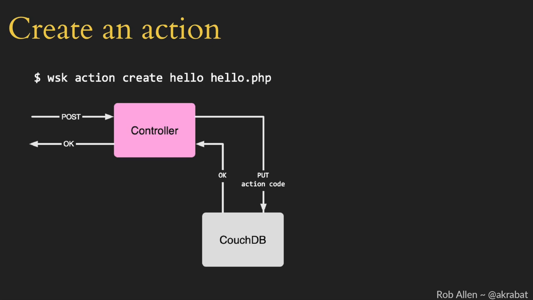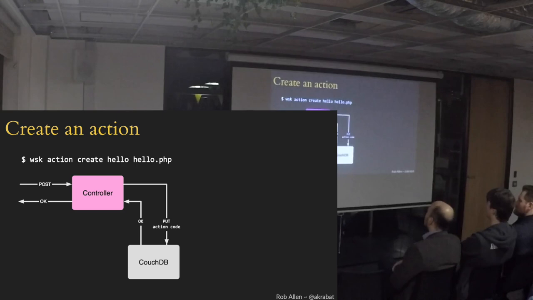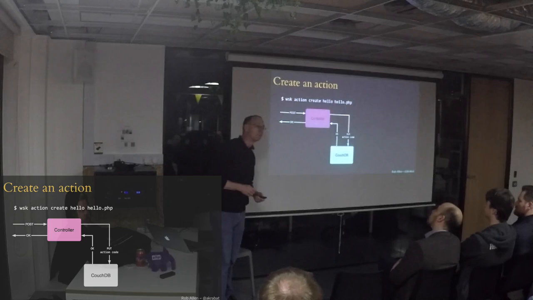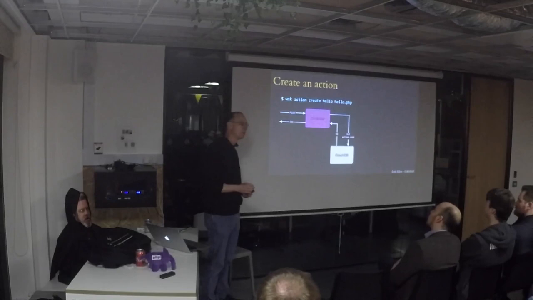When you create an action, all that happens is the Whisk command line tool will post an API call to the controller with the source code that you want to run and drop it into CouchDB. Doesn't do anything else. It doesn't validate it. You can send up what you like and it'll just drop into CouchDB for you.